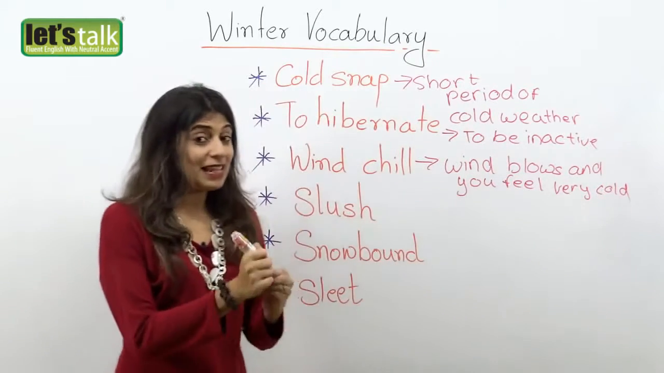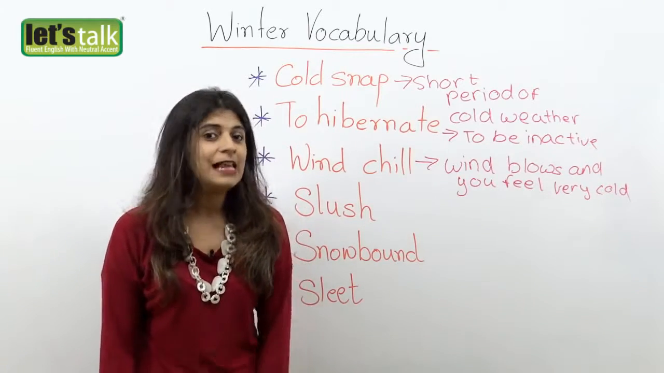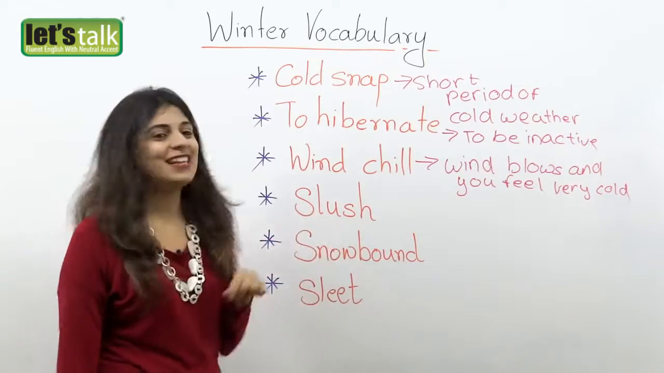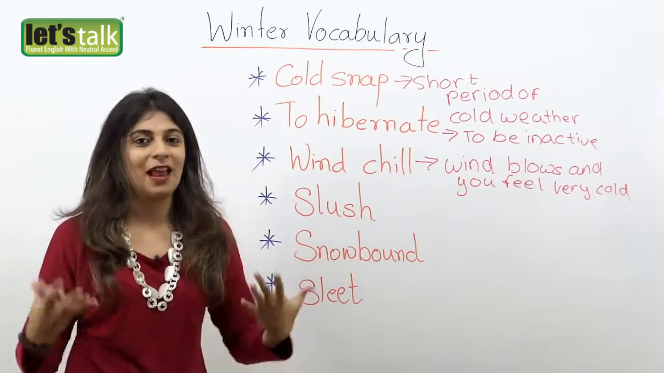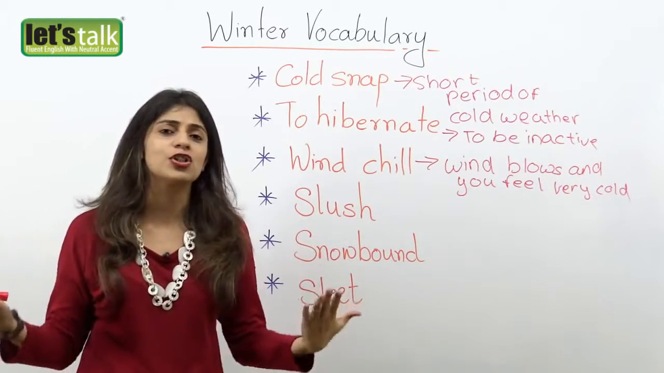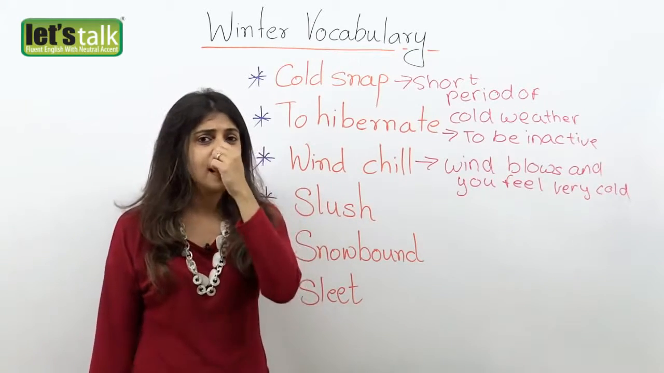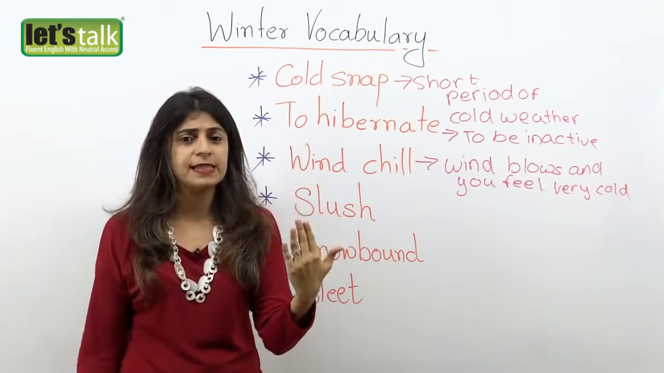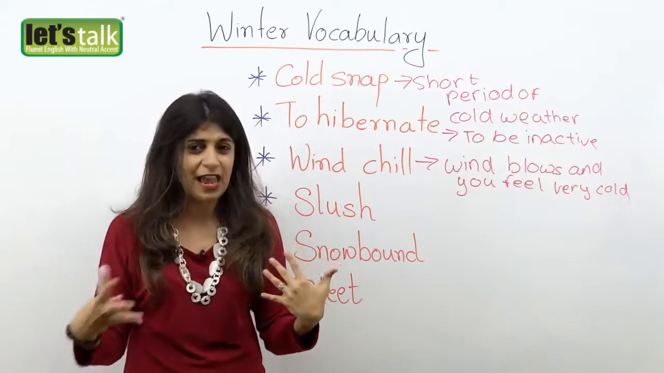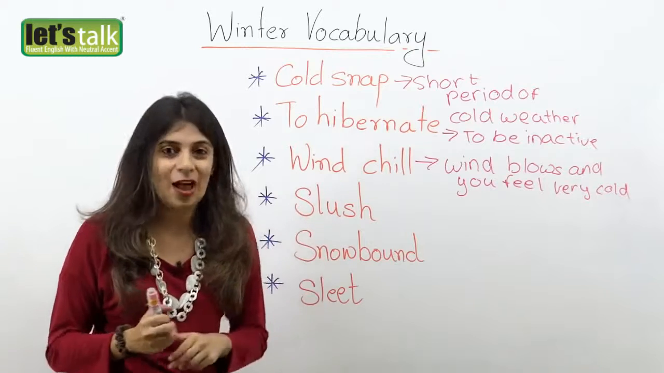Okay, now let's have a look at another word here, that is slush. Slush, well, I'm not talking about the drink slush. Slush is the melted snow. When we have this beautiful snowfall, everything looks so nice and pretty. But then after a few days, when the temperature increases, the snow starts melting and it gets really dirty and mushy. So that melting snow is called slush.